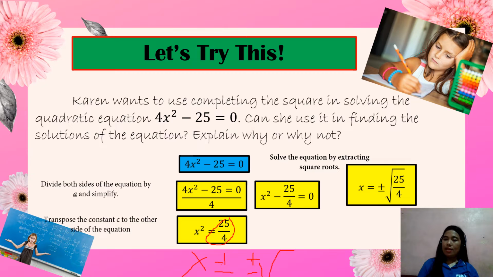Alright, now since we have here the square root of 25 over 4, let's get the square root of these two numbers. So the square root of 25 is 5 and the square root of 4 is 2. So that would mean that the x values that we have are positive and negative 5 over 2. Okay?